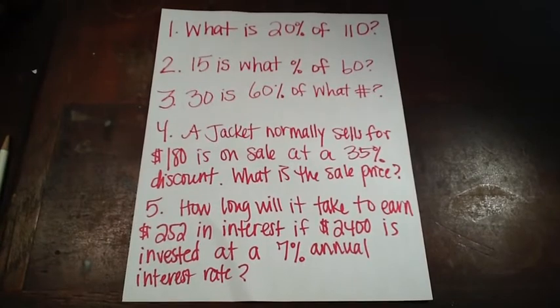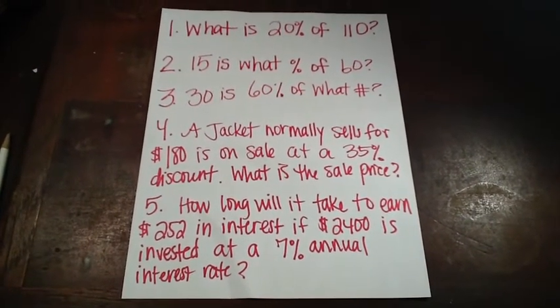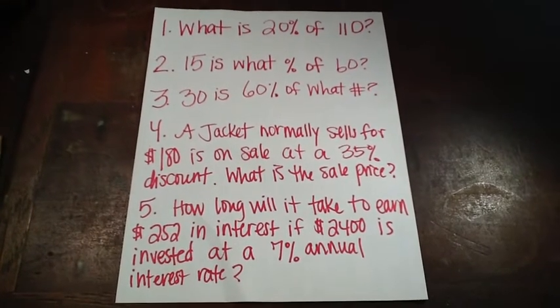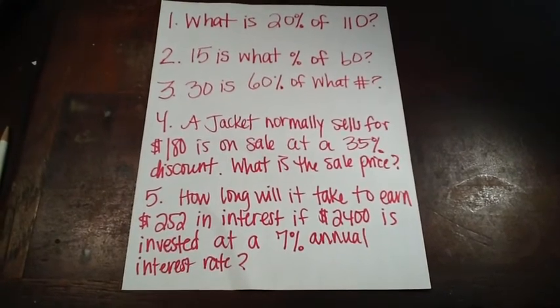Number 5, it says, how long will it take to earn $252 in interest if $2,400 is invested at a 7% annual interest rate? Go ahead and use the interest formula to be able to solve for that. Good luck. We'll see what you get tomorrow.